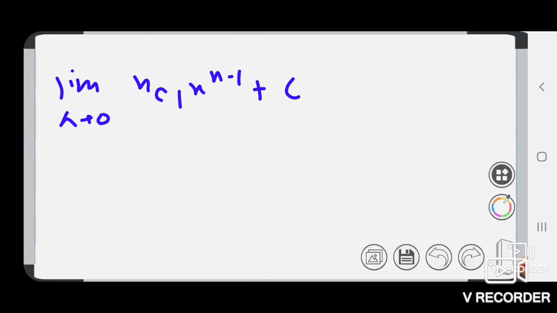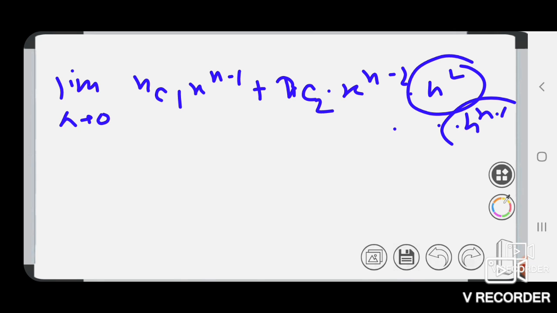Limit h tends to 0, and there is nC1 x to the power n minus 1 plus nC2 x to the power n minus 2 h to the power n minus 1. In the next step, all the middle terms contain h, so they will be 0, because 0 multiplied by anything is 0.